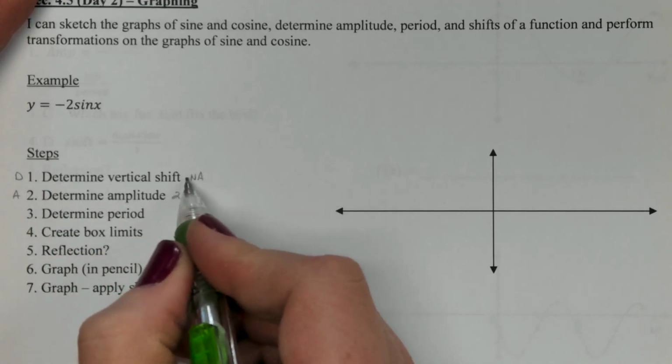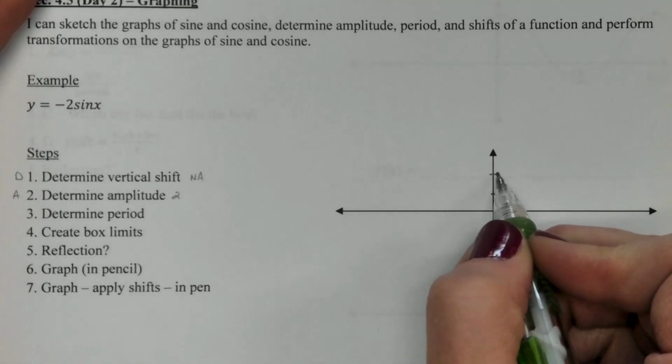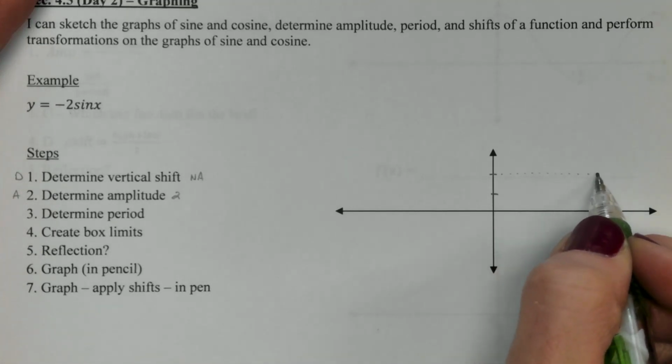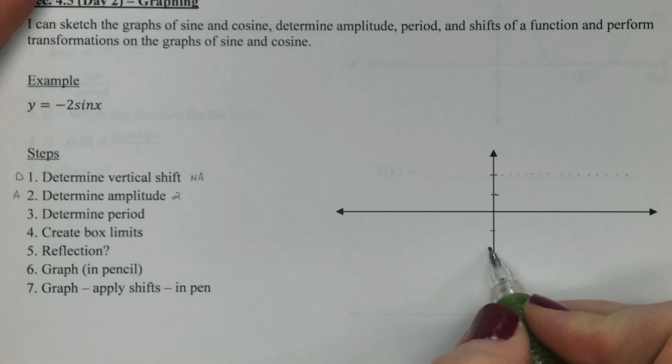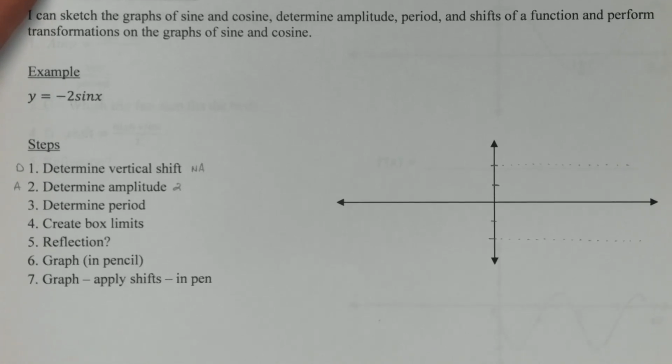Since I did not have a vertical shift at all, I'll just go up 2 and down 2 from the x-axis. So this is the top, and this would be the bottom of my graph. It has to touch the dotted line, but it can't go beyond that. That's kind of like my high and low limits.